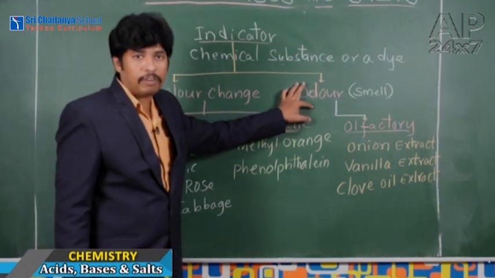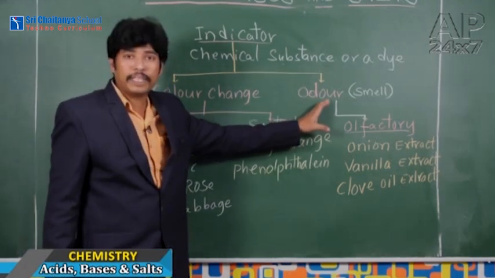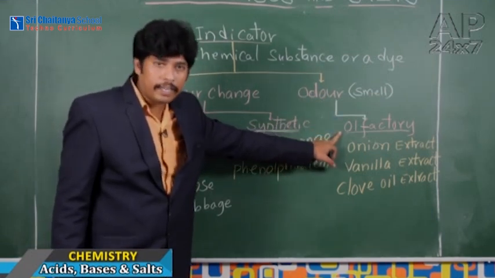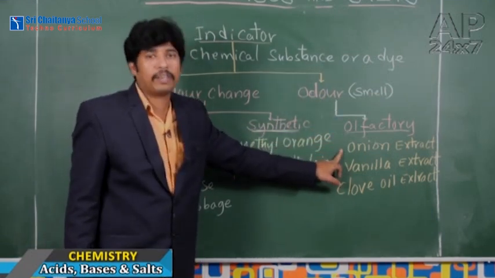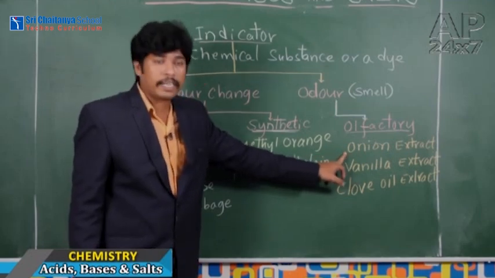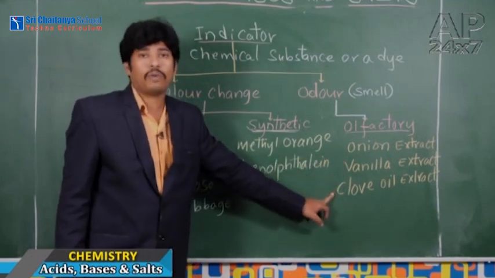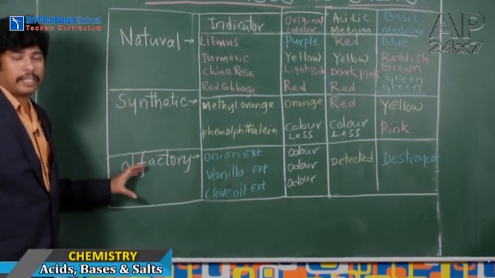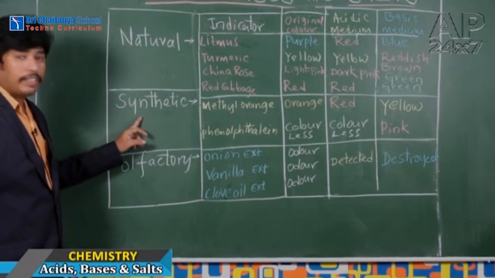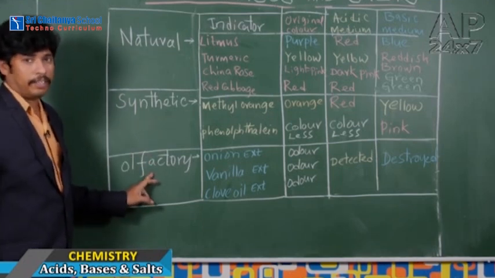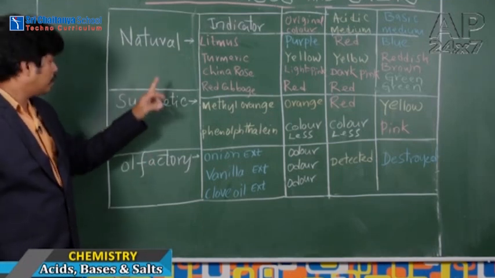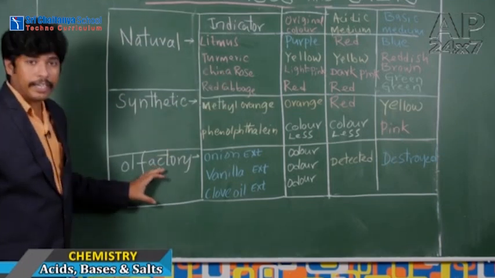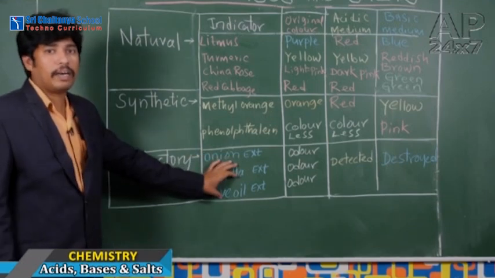As I said before, a few indicators also work based on the sense of smell or odor. These are called olfactory indicators, and the best examples of olfactory indicators are onion extract, vanilla extract and clove oil. As we have discussed, there are three types of indicators: natural, synthetic and olfactory. Natural and synthetic indicators mainly work based on color changes, and olfactory indicators work based on smell or odor.